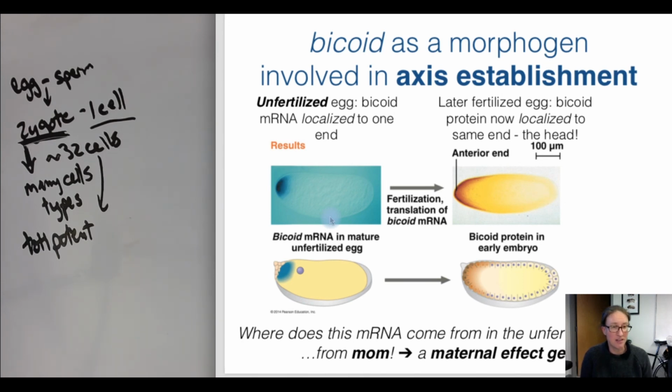So this is a gene that we also refer to as a maternal effect gene, because it doesn't matter what the fly's genotype is. What matters is what its mother's genotype is. That's what determines whether or not this fly winds up with a head and a tail, or whether it winds up with two tails. So bicoid is an example of a morphogen gene that's involved in this process of axis establishment, figuring out head from tail. So that's the other category of genes that gets expressed during development.